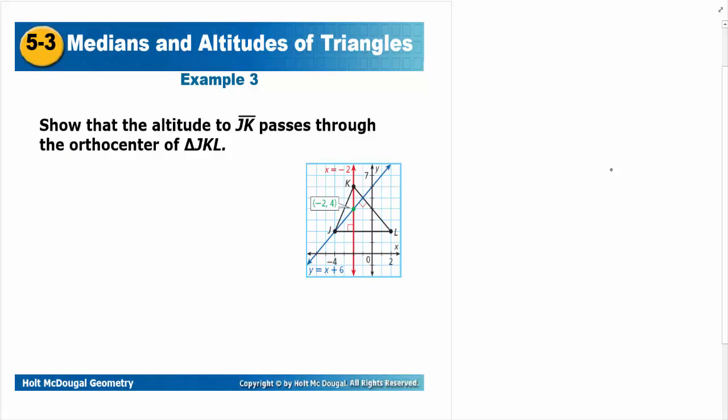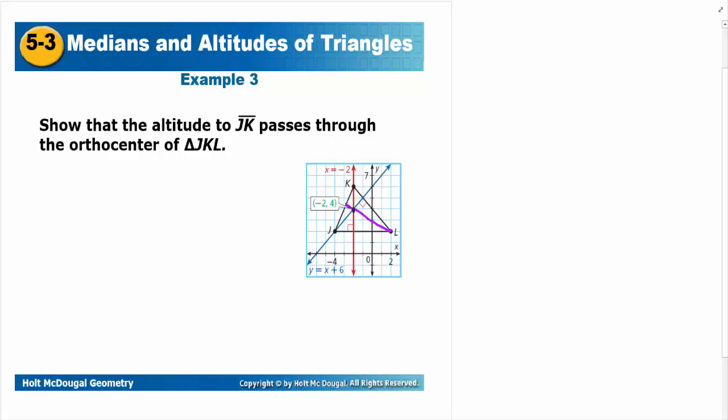So in this one, we need to show that the altitude of JK passes through the orthocenter. So see what we have. We have a figure here. I've got an altitude and an altitude. The question is asking you to show that the altitude passes through the orthocenter, which should be this point. They should all pass through the same point. So I need to find an equation here. I'll try purple. I'm going to start with finding the equation of this line right here.